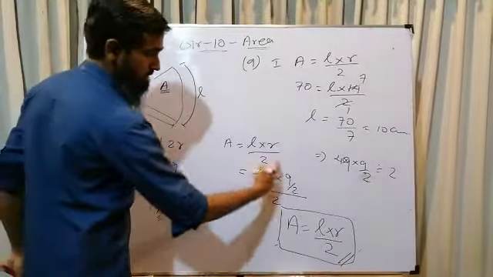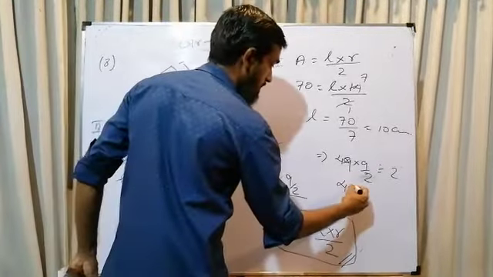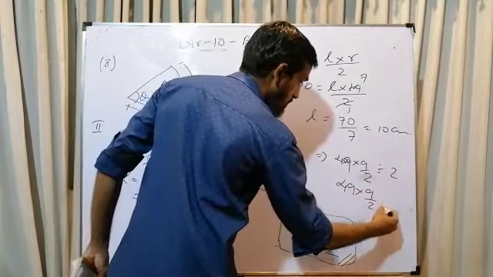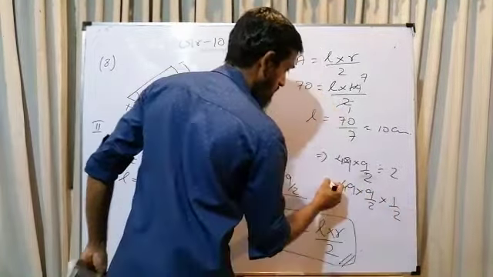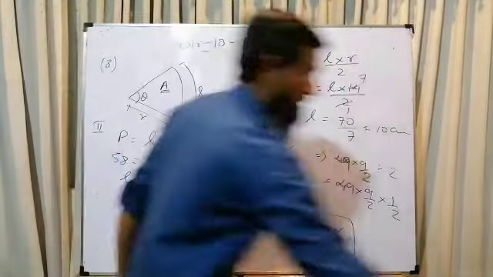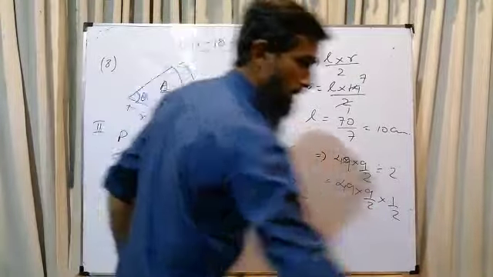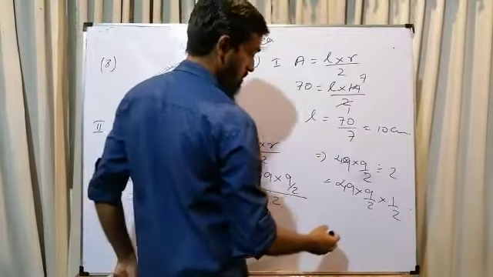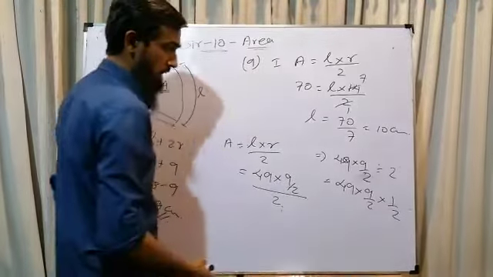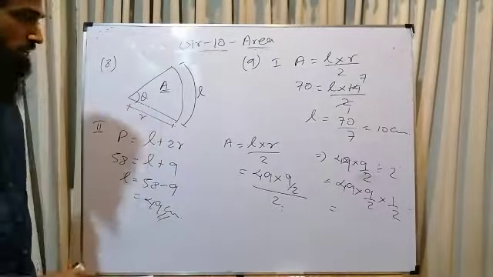So that is another perspective. So 49 into 9 over 2 into 1 over 2. For the simplification I write it. Okay, so you can simplify and find the area. So 49 into 9 divided by 4. Nothing to simplify, multiply and we divide it.